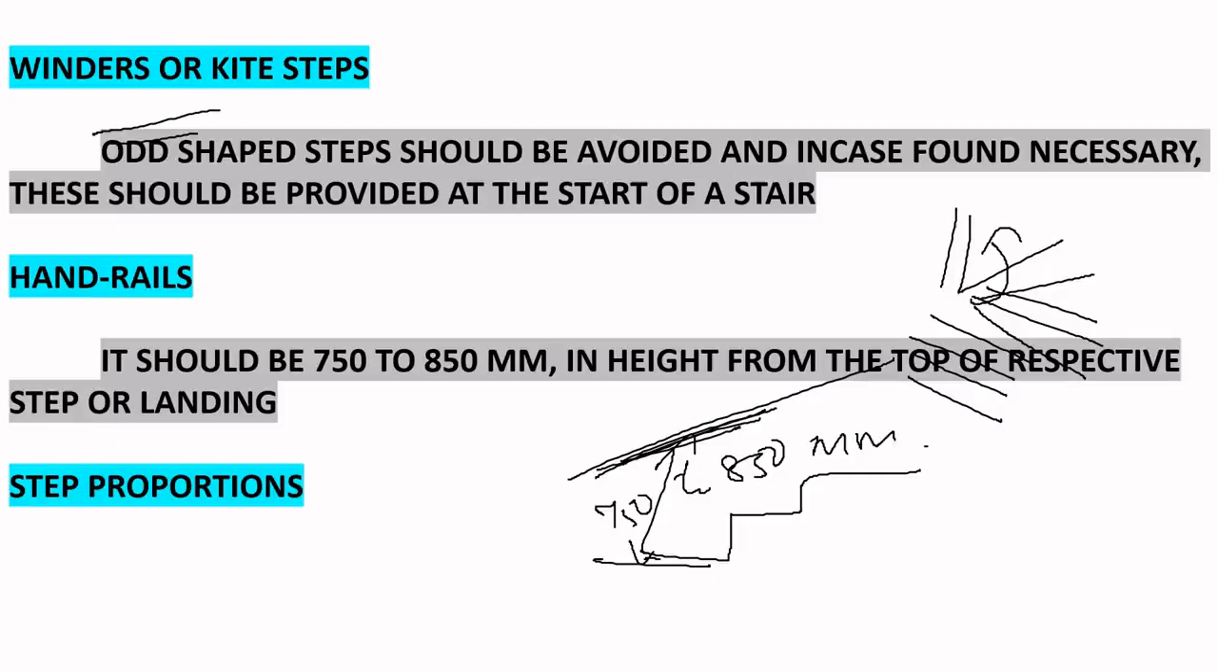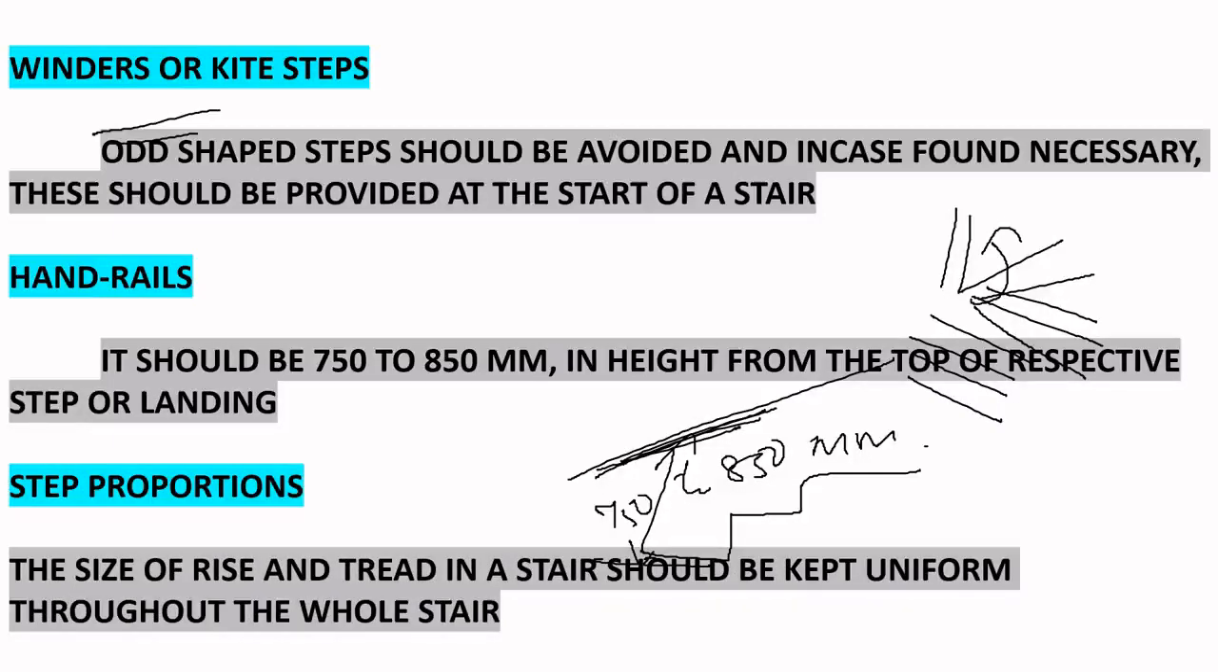Now step proportions. The size of rise and tread in a stair should be kept uniform throughout the whole stairs. You cannot change the tread sizes for one step. It should be uniform throughout. We will see what should be the size of the rise and tread.